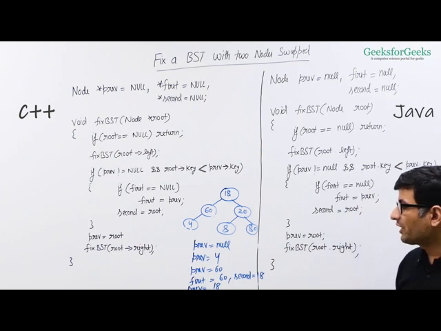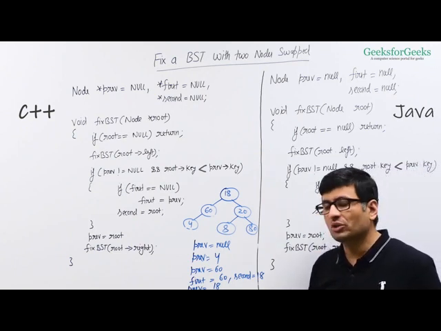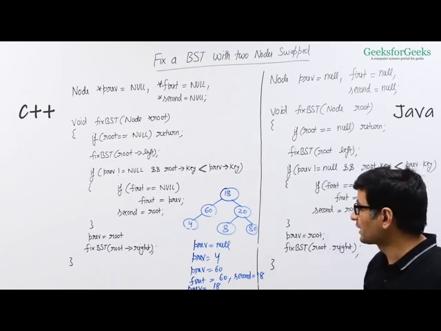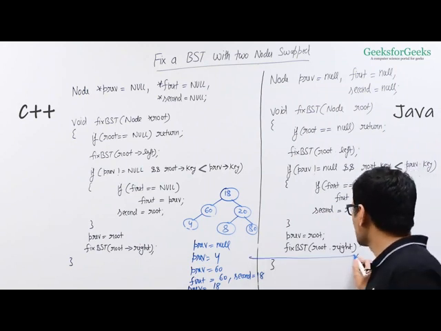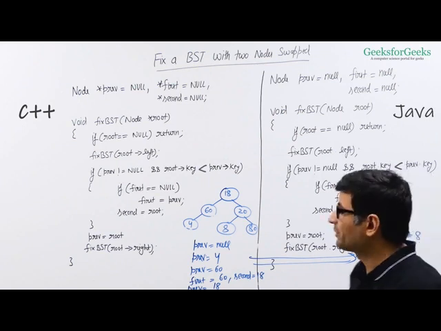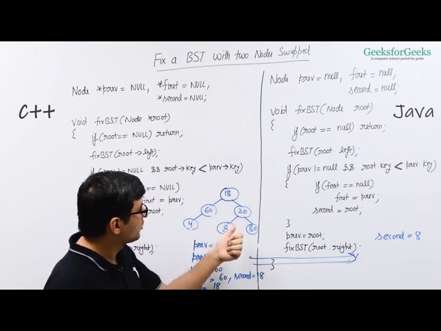When you come to 8, you will again see a violation. This time what you will do, you will check that first is not null, right? So you will keep the first as 60. You will only update second, so this time you will update second as 8, right? You will update the second as 8. And then you will again continue the in-order traversal. You will come to 20.